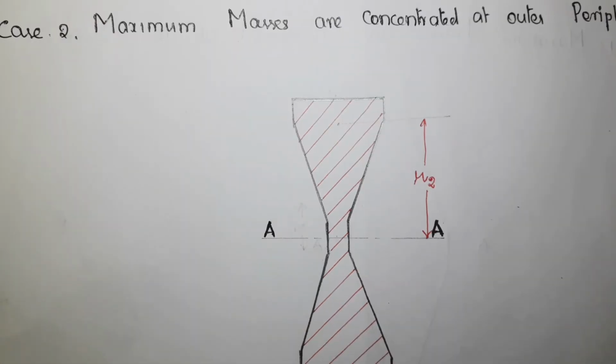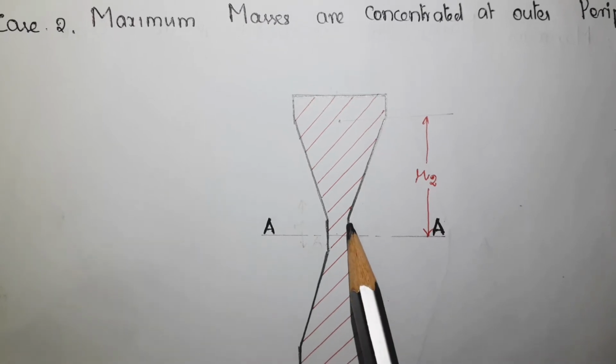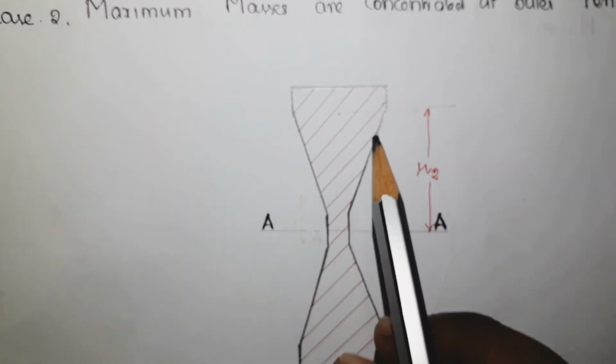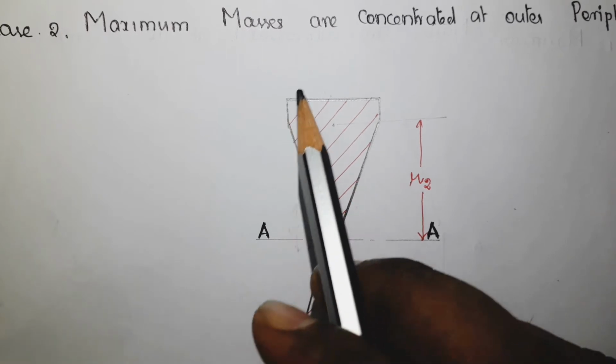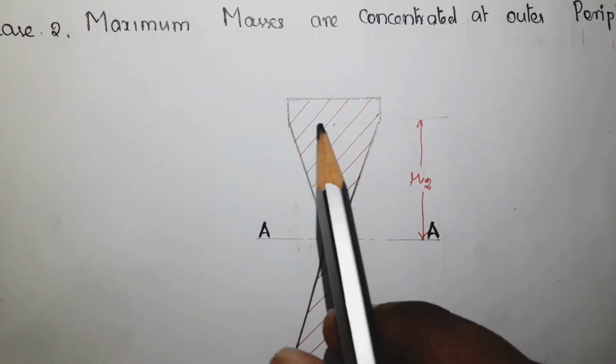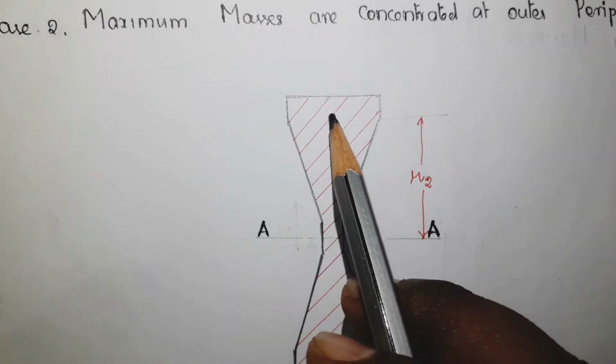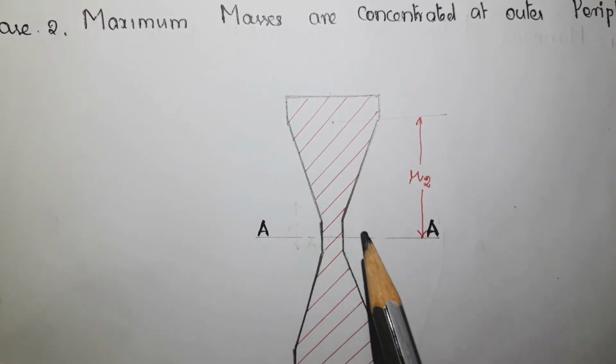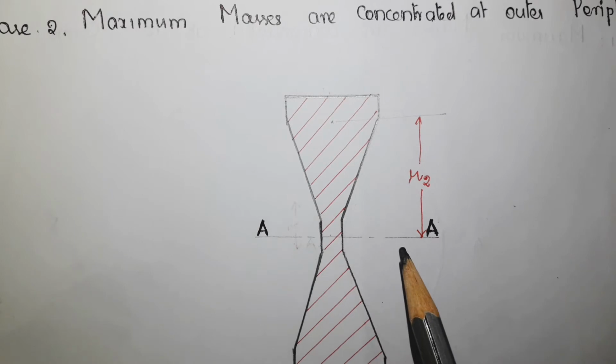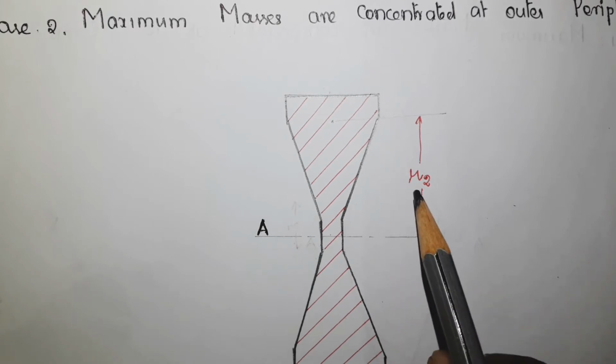Now this is the second case, which has the same mass, but the maximum mass is distributed away from the axis, at the outer periphery. Here the maximum mass is located. Now the centroid will be shifted. This is the point of centroid, this is the axis of rotation, and this is the distance r2.